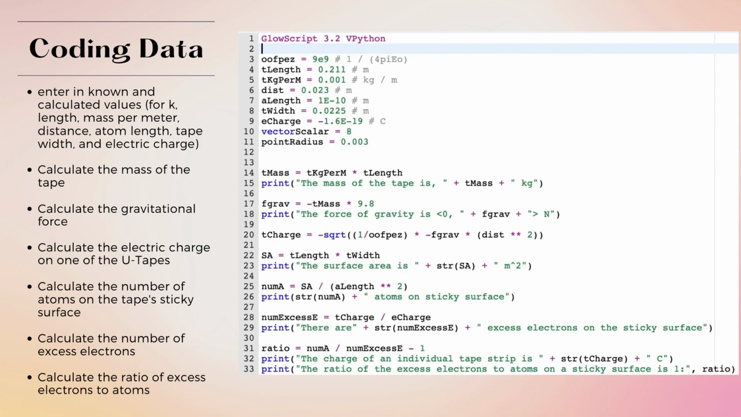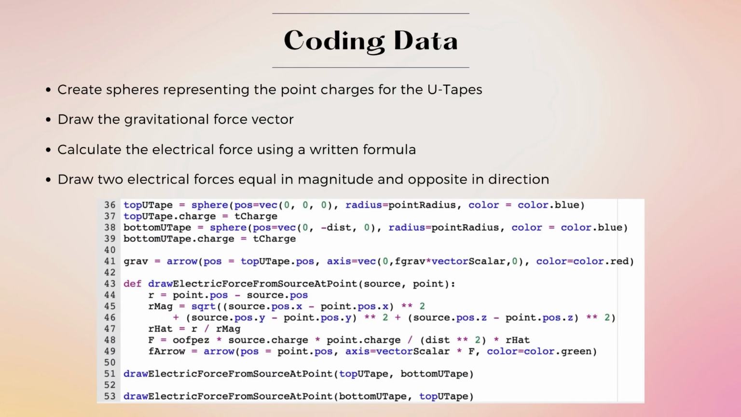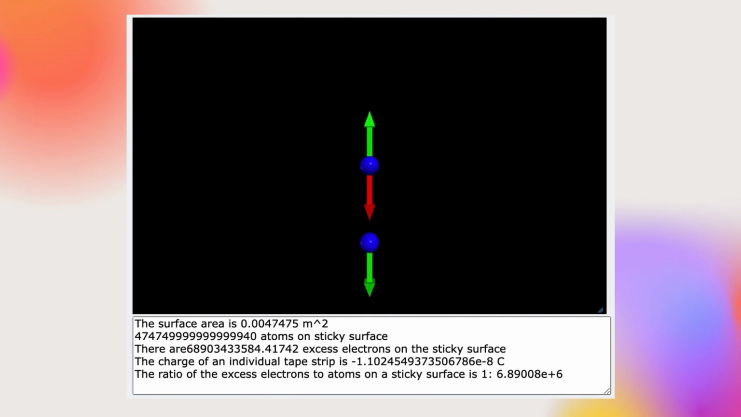The code to visualize the data runs as follows. I entered all of the initial values needed to begin the experiment, including K, length, mass per meter, distance, atom length, tape width, and electric charge. I then entered all of the equations that I previously explained into my code. In order to create an image, I wrote two spheres to represent the tapes as point charges. I further drew in the gravitational force and the corresponding electric forces. Here is the simplified version of the experiment I conducted, and the sentences are reported in the outputs below. Any differences between my values and the MATLAB values are largely due to my truncation of numbers during calculations.